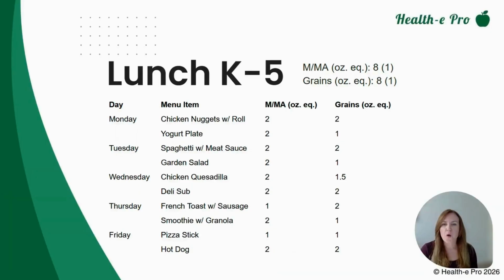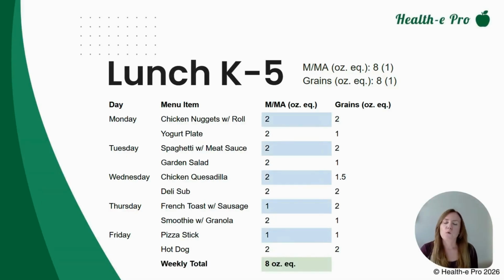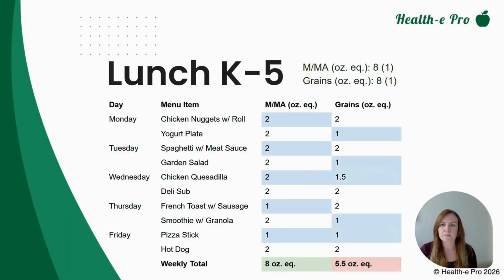In this menu, we offer 2 entree options each day, and we're going to look at each day and identify the item with the lowest amount of meats and the lowest amount of grains. For meats, on Monday, Tuesday, and Wednesday, my minimum is 2 ounces, and on Thursday and Friday, my minimum is 1 ounce, for a weekly total of 8 ounces, which meets the minimum. For grains, on Monday and Tuesday, my minimum is 1 ounce, Wednesday is 1.5 ounces, and Thursday and Friday is 1 ounce, for a weekly total of 5.5 ounces, which does not meet the minimum of 8 ounces.